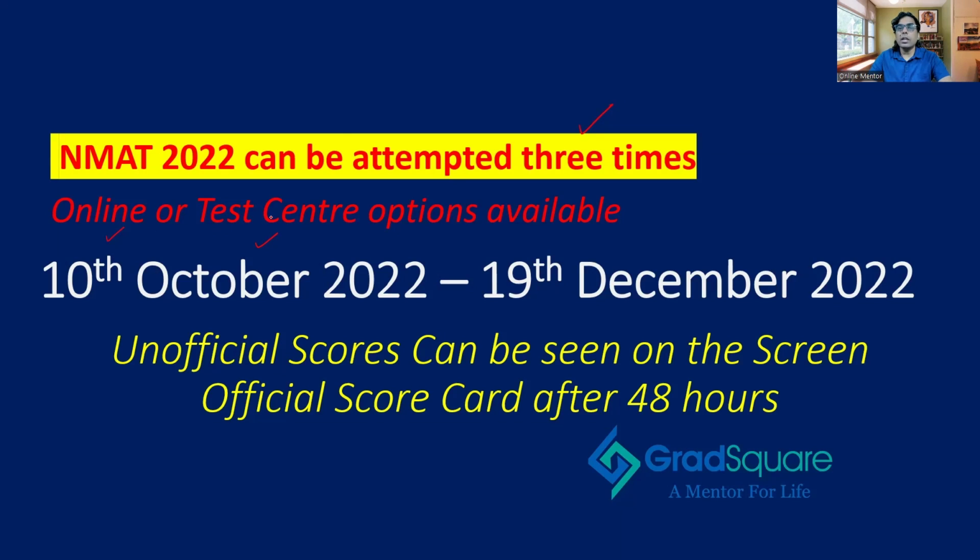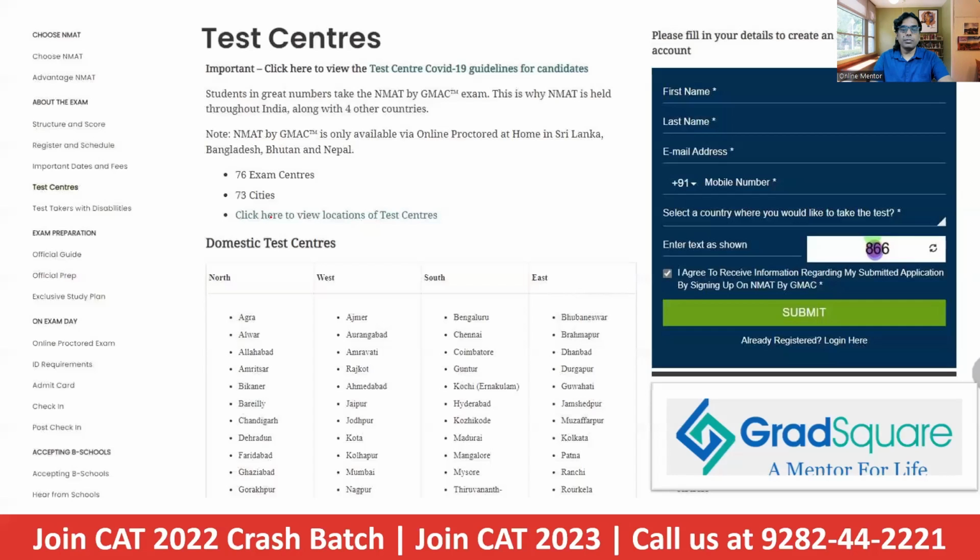Let me also be clear here that the slots of NMAT keep opening slowly. So don't get panicked if you don't see your desired slot there. Keep waiting for it. In all probabilities, it will open up and then you can book the slot. Unofficial scores can be seen on the screen. So the moment you finish your exam, you can see the score on the screen. Official scorecard you will get after 48 hours of having taken the exam.